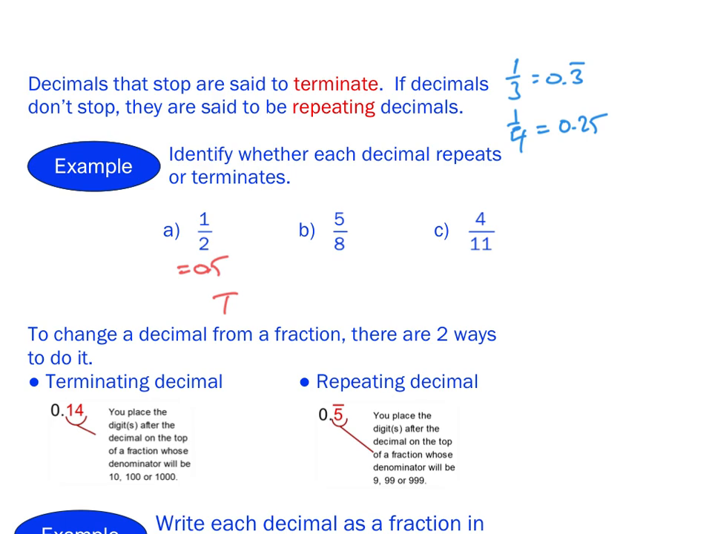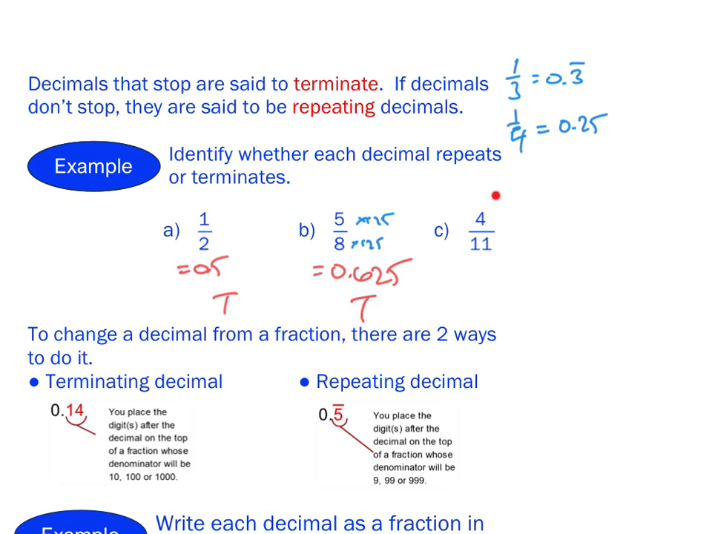Now, 5 out of 8. Do you think you can make that bottom number 10, 100, or 1,000? No. You can't make it 10. You can't make it 100. But you can make it 1,000, by multiplying top and bottom by 125. Because we can multiply 5 and 8 by the same number to get to 1,000, 5 over 8 would actually be 0.625, and that terminates.